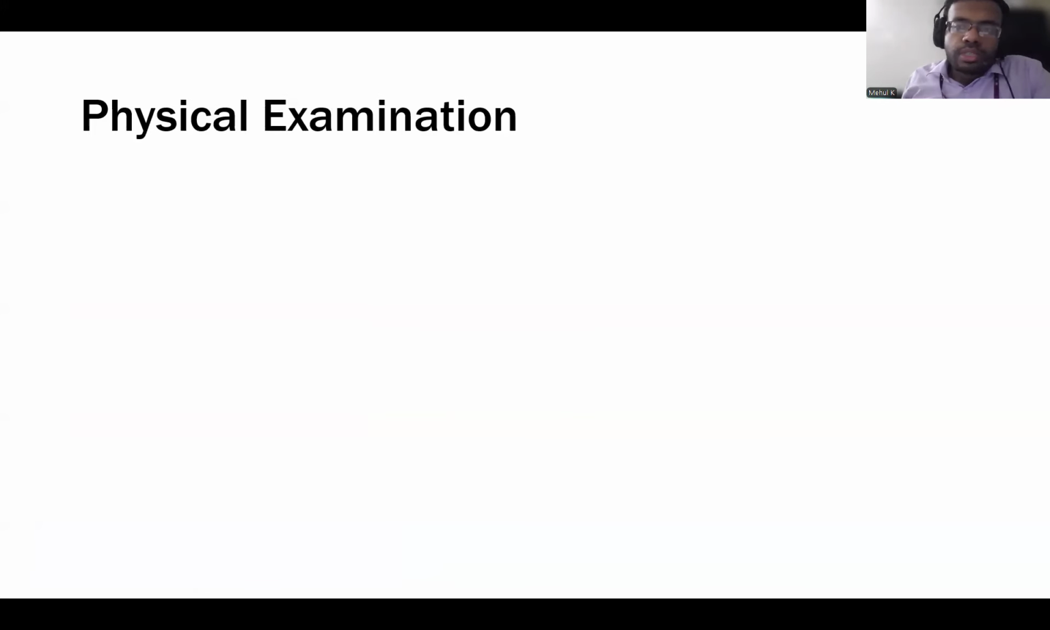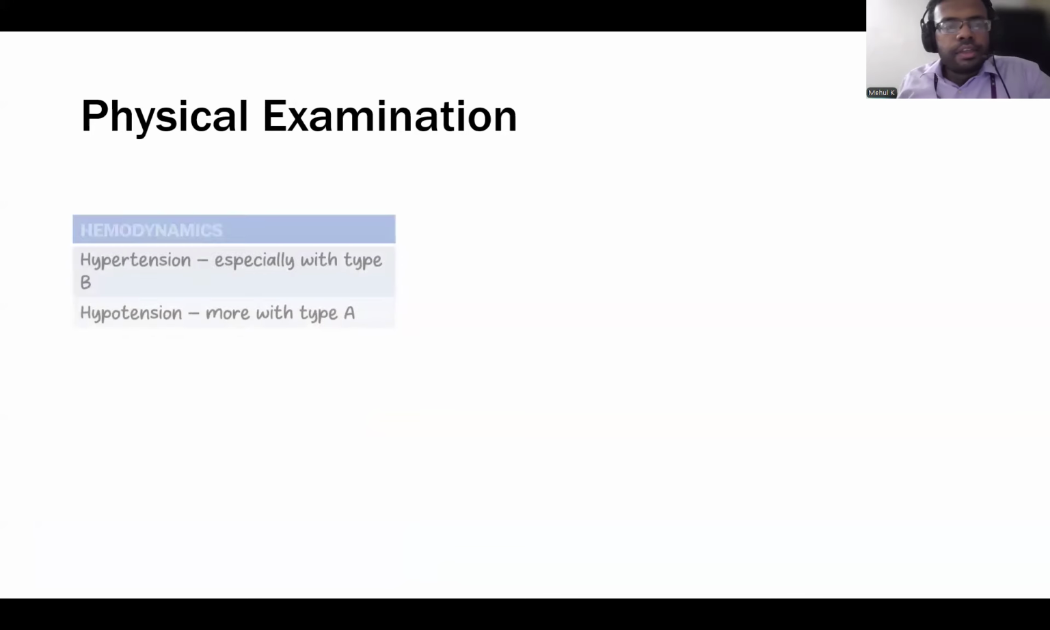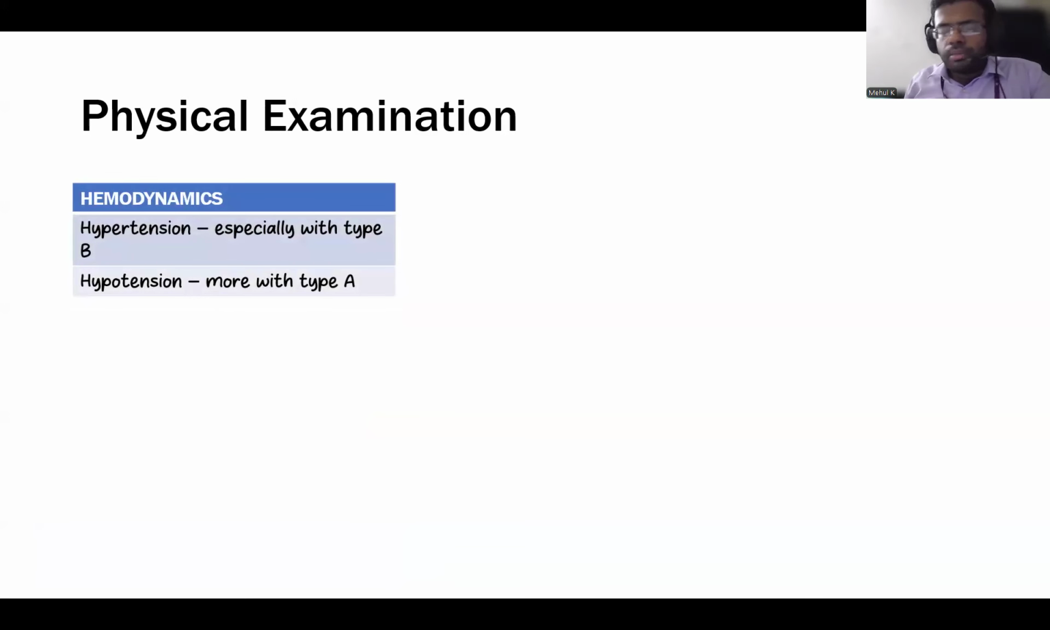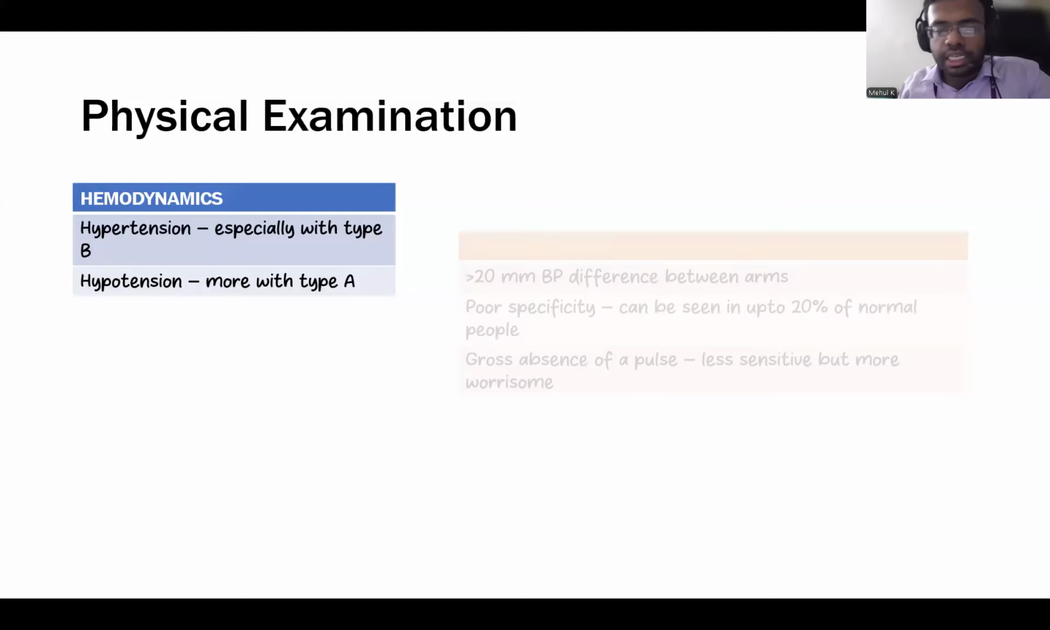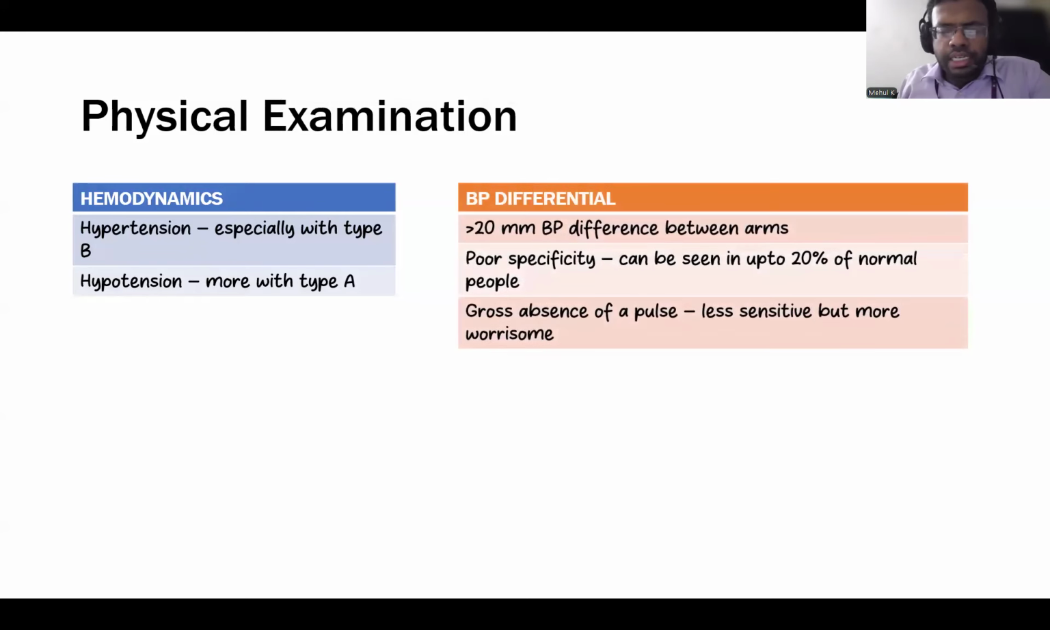So what are some of the clues that you can get from the physical examination? So one is hemodynamics: hypertension, more common with your type B dissections. Hypotension is more common with your type A dissections. BP differential, something that we are all very familiar with from MBBS.